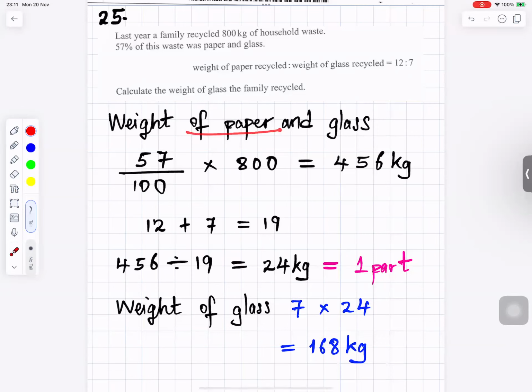So we want to find the weight of paper and glass. It says 57%. So 57% of 800 gives you 456. So they recycled 456 kilograms. So 12 plus 7 gives you 19 parts. So 456 divided by 19 gives you 24 kilograms, which is 1 part. But we want it only for glass. So 24 times 7 is 168 kilograms.